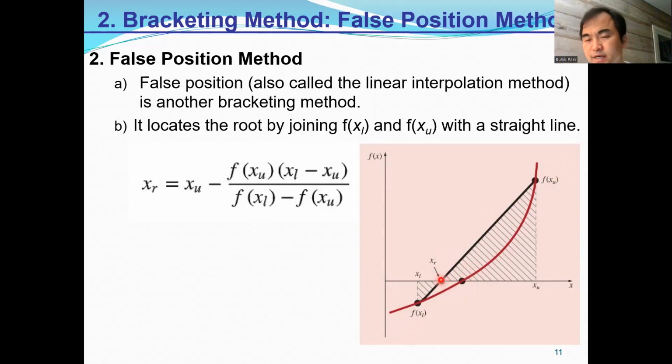We can check the signs of f(xr), f(xu), and f(xl). So multiply f(xl) by f(xr), and check. One should be positive and the other one negative. In this case, xr and xu would be our next points, because f(xr) has a negative sign and f(xu) has a positive sign. And then go forward. That's the false position method.